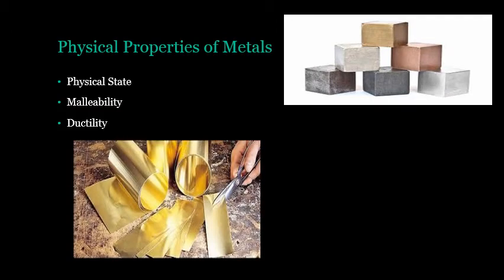Malleability. Malleability is the property of material to be beaten into sheets. As you can see in this picture, gold can be converted into thin sheets. Think of another example.